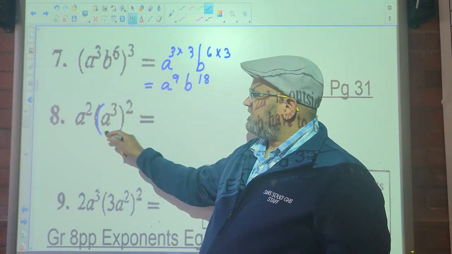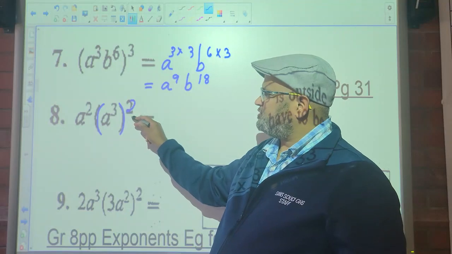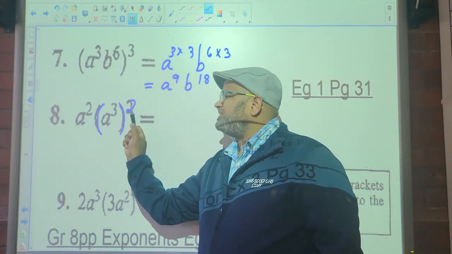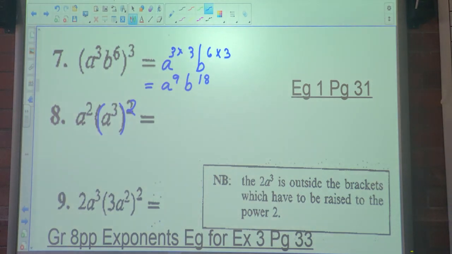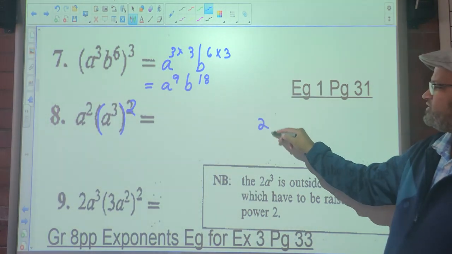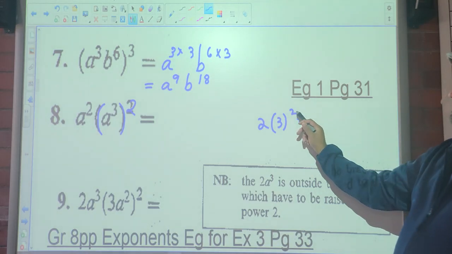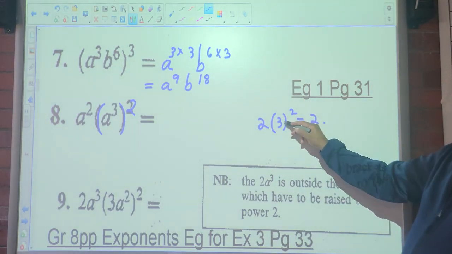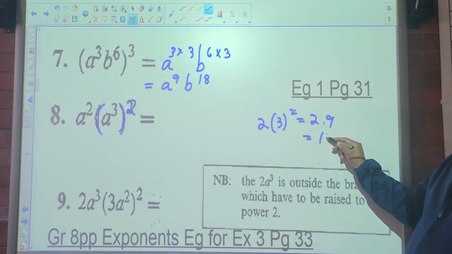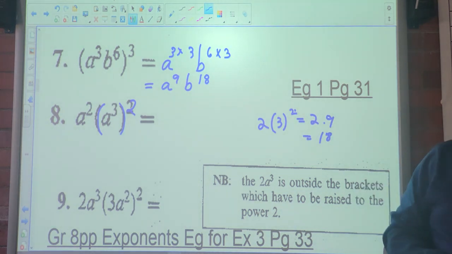You see these brackets here are raised to the power 2. That means the squared only applies to a cubed. Do you see that, people? Likewise, if I had 2 times 3 squared, does that square apply to this 2? No. So it's just 2 times 3 squared, which is 9, which is 18. You all agree with that?